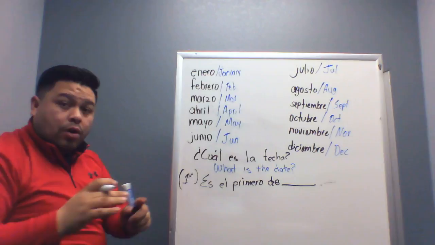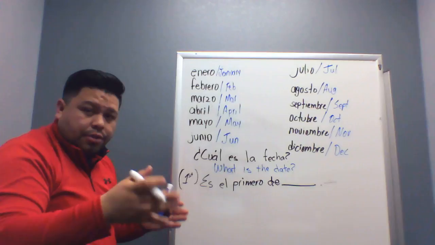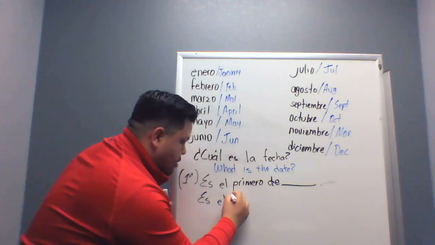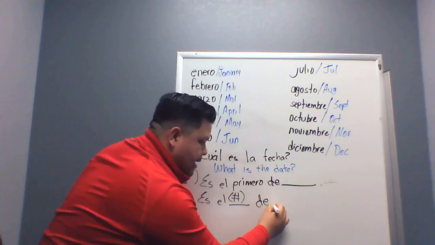The other response is for anything but the first, from the second and third, 31st, 30 or 28, depending on what month. Here, we would say, es el, here we would add the number, es el, de, here we would add the month, right?